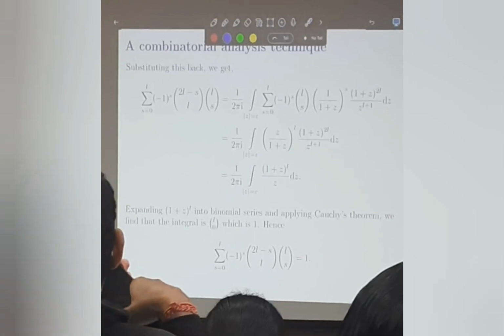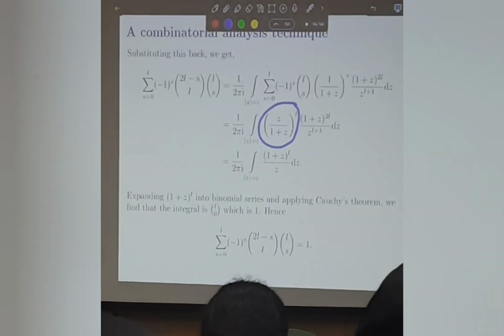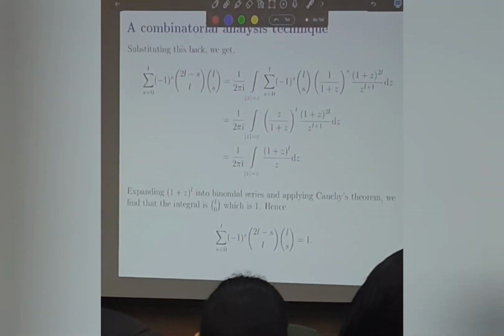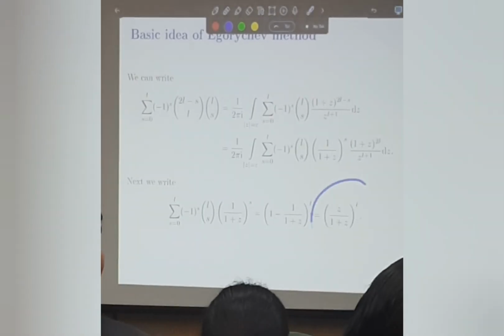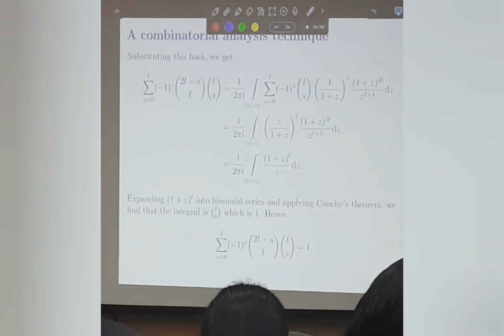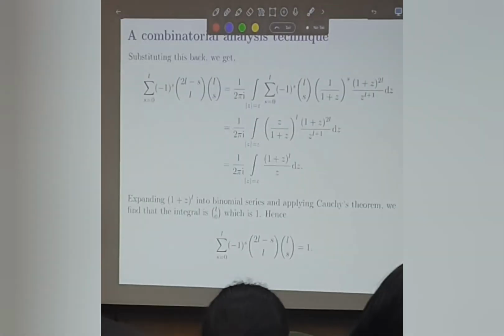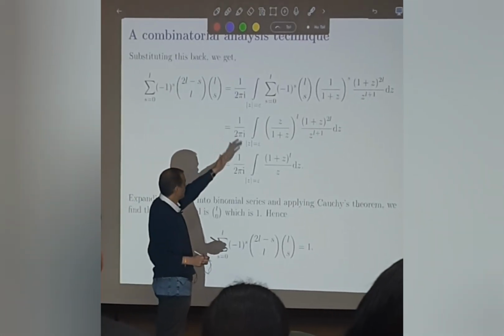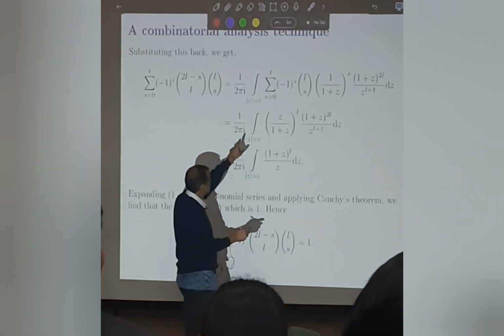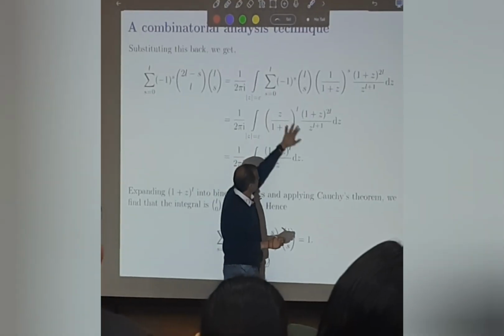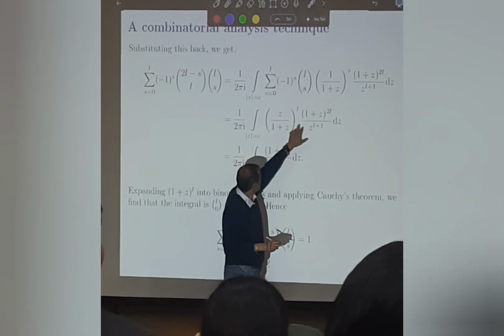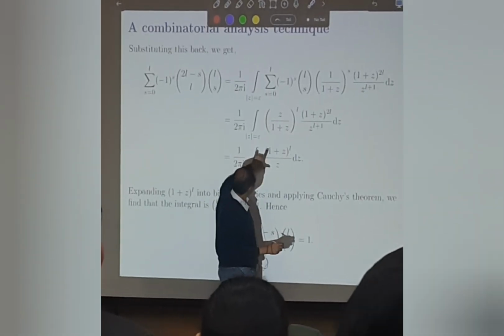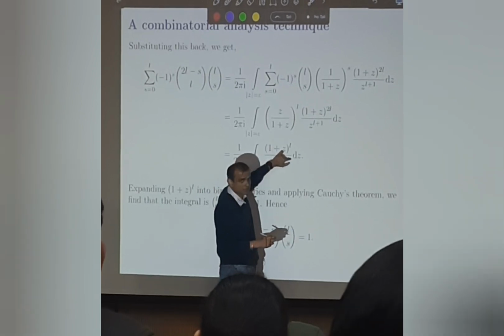So I have z over 1 plus z raised to L. That's exactly what I have. This is what we found out here. Now, the terms outside were 1 plus z raised to 2L and z to the L plus 1. But now I just do some manipulation. The z to the L goes away, and 1 plus z to the L also goes away. So I have 1 plus z to the L by z dz.